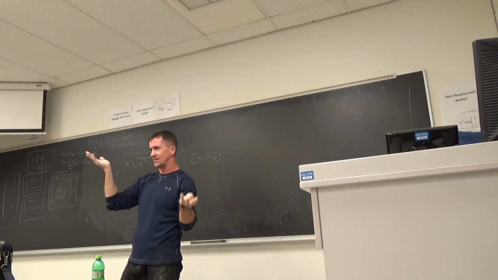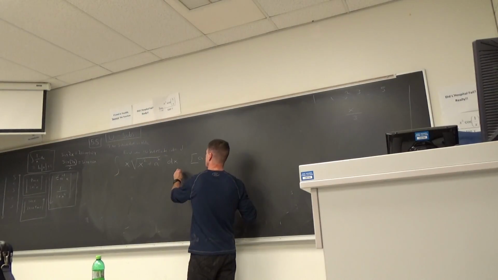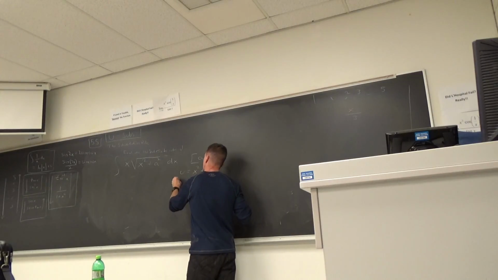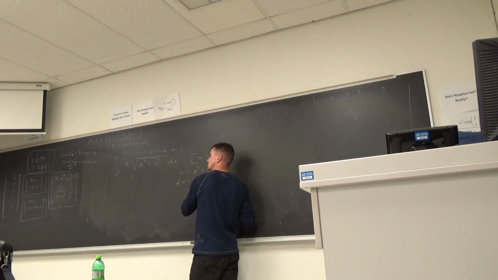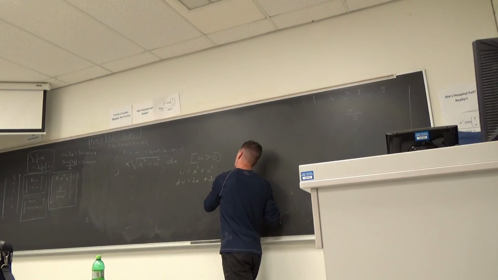It's usually just the stuff under the radical, or the thing in the parentheses, or the thing up in the exponent. I'm just gonna let u equal the x squared plus a squared. Now, can you find my error? I didn't want you doing this throughout Calc 2 and Calc 3.